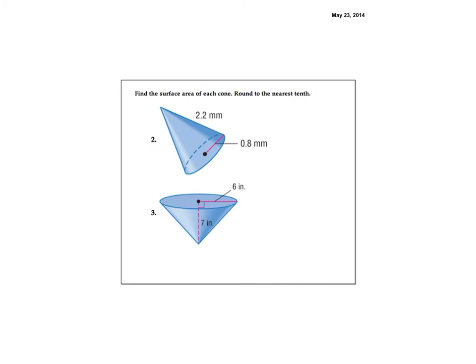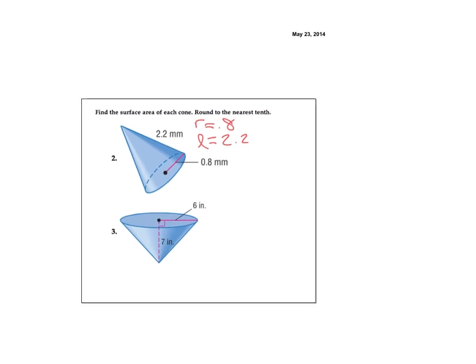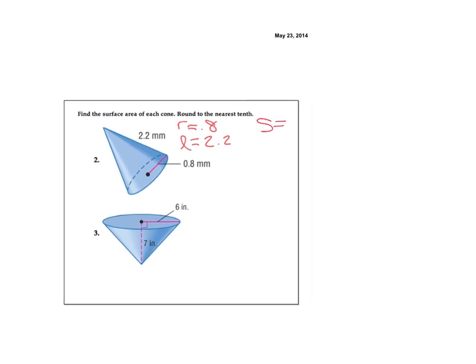Okay, so next we're going to look at these two cones here. Again, the information you need for this first one is all here. You have your radius of 0.8 and you have your slant height of 2.2. All right, so I'm just going to plug this into the formula. So pi times our radius, which is 0.8, times the slant height of 2.2, plus pi times our radius squared.